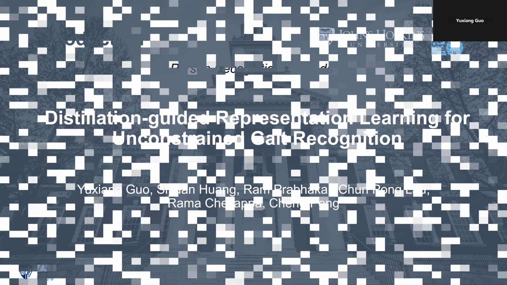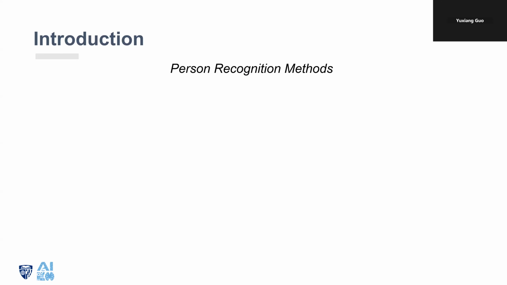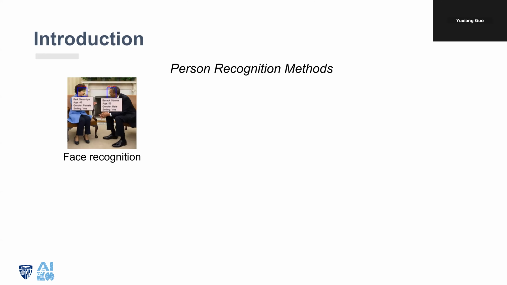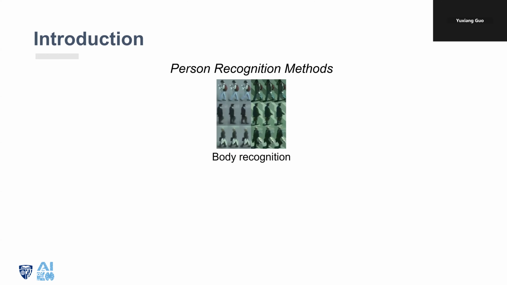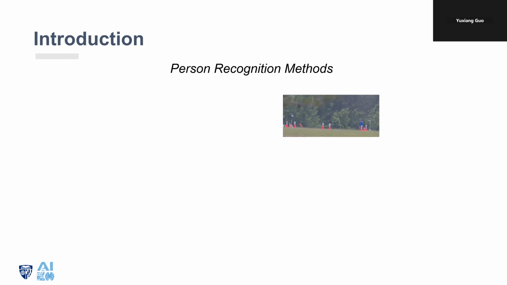At the beginning, let's review the methods for person recognition. The first one is definitely face recognition, which is widely used in our daily life, including unlocking the phone. But how about this case? The face is undetectable, let alone doing the recognition. Then body recognition may come. It compares the appearance of the human body in the gallery and the probe. But how about this case?